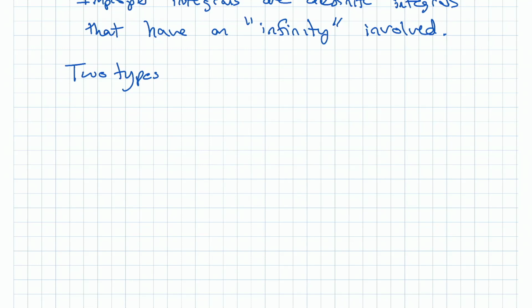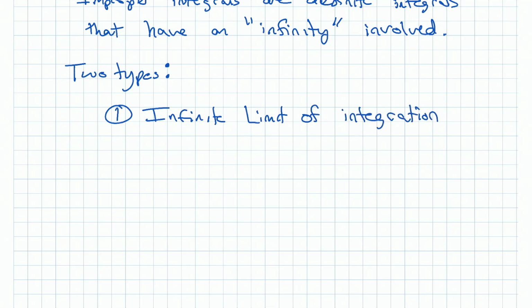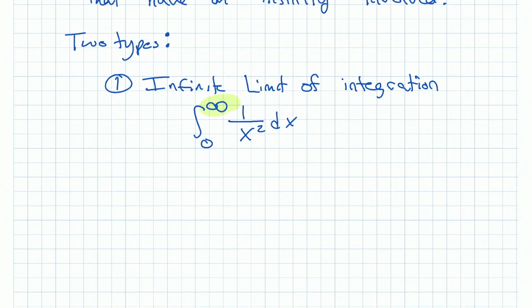and they are as follows. The first type is going to be one where infinity is in the limit of integration. So I'm going to say infinite limit of integration. So I'll write an example and you'll say, oh, okay. There you go. That's improper because there's an infinity as a limit of integration. And it could have been the lower limit, it doesn't matter, but just as a limit of integration.